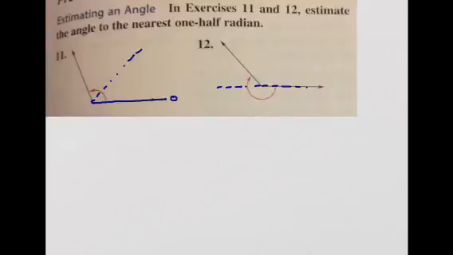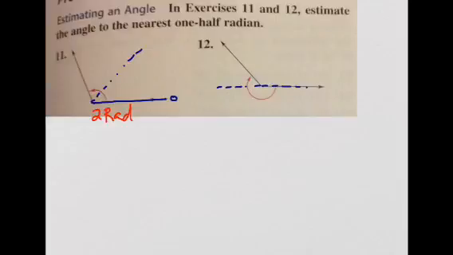Okay, so for 11 and 12, you're going to be estimating the number of radians to the nearest 1/2 radian. So on 11, I drew a dotted ray right here. This is approximately 1 radian. Remember the very first time we measured out the unit circle, you measured the radius, and then you measured this out and marked it with a 1. Well, this is about a radian. And right here, this is about another one. So I would call this one approximately 2 radians.